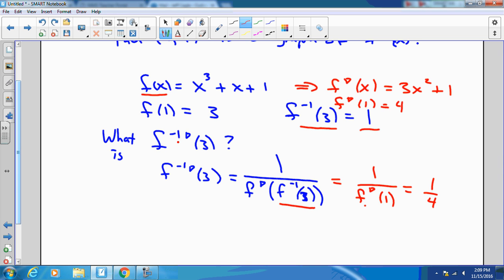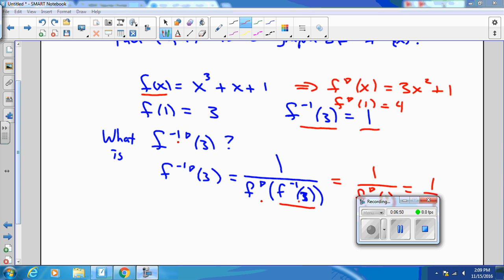So the key point about this is that to find f inverse prime, all I need to know is the value of f prime. But I need to know it at the matching point, f inverse of x.